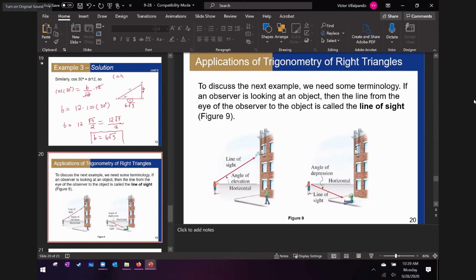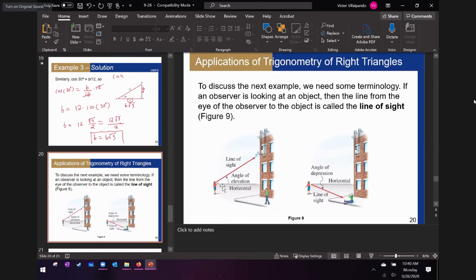It says to discuss the next example, we need some terminology. If an observer is looking at an object, then the line from the eye of the observer to the object is called the line of sight, right? Look at this guy. He's down here and he's looking at somebody up on some, I don't know the correct word, it looks like a pulley system. So that's his line of sight.